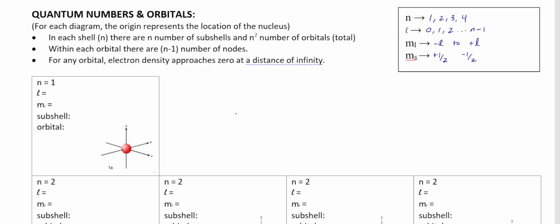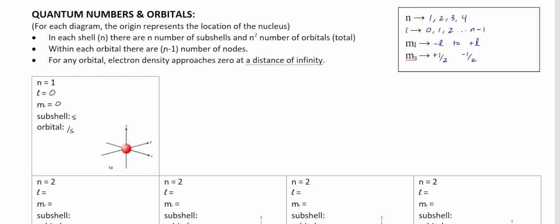Okay, so let's start with the first energy level. So the first energy level, we have n is equal to 1. We look at our relationship. The maximum number L can get to if n is equal to 1 is 0. And we know 0 represents the S subshell. M sub L can go from negative L to positive L, so that's only 0. That means there's only one orientation in 3D space, and that is just centered around the origin. So this orbital is given the designation 1s.